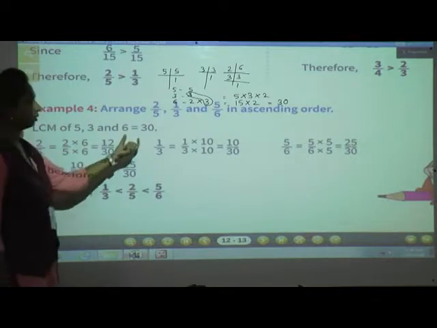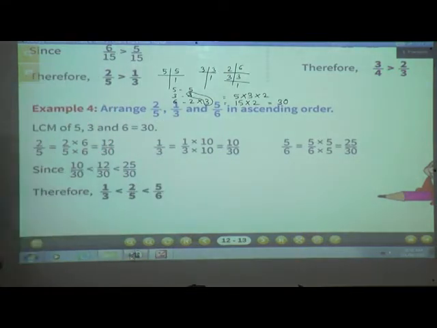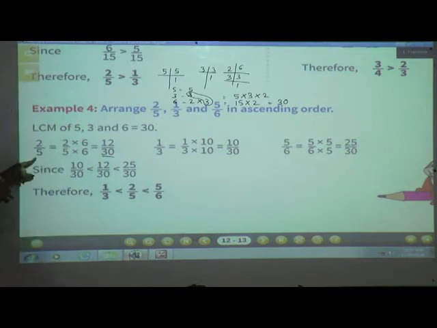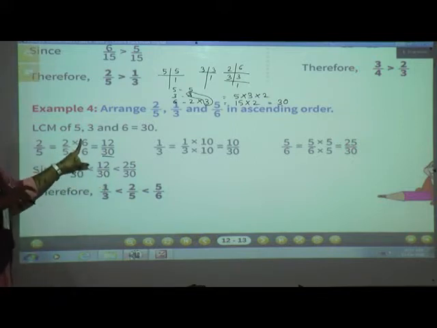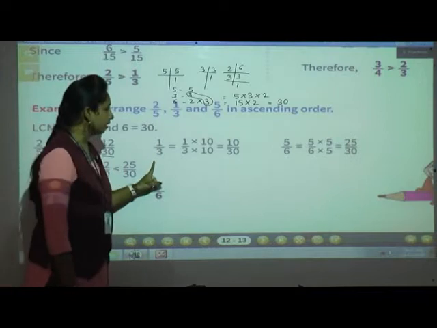Now 30 should come in the place of denominators. Where should it come? In the place of denominators, isn't it? So 2 upon 5, the denominator should come 30. So write directly 30. And we have to see which number we should multiply with 5 to get 30. 5 6s are 30. So 6 we have to multiply in the place of numerators also. 2 6s are 12.